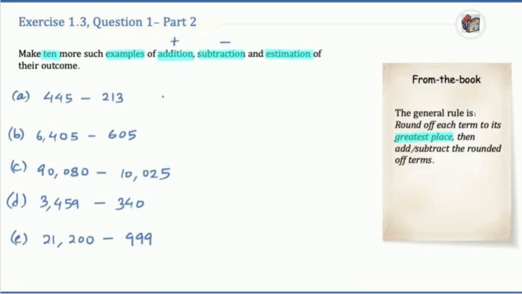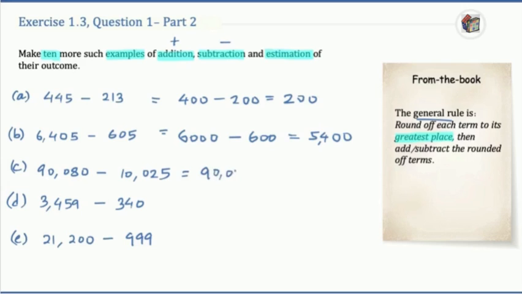Alright, I hope we're all done. Now I'm writing down the answers straight away of the estimations, and it's still the general rule, so you still have to round them off to the greatest place. Alright, so 400 minus 200, this should be 200. Next, 6,405 closer to 6,000. 605 closest to 600. So this will be 5,400 when you subtract.